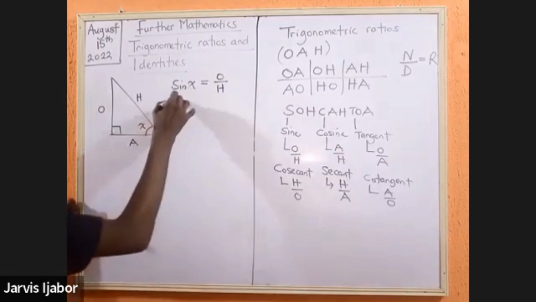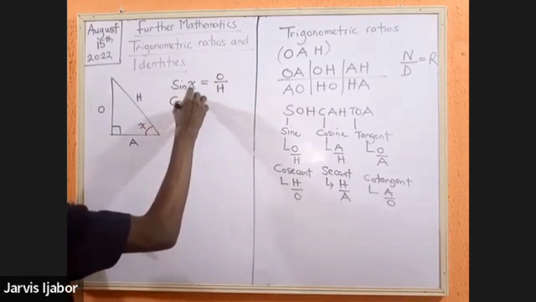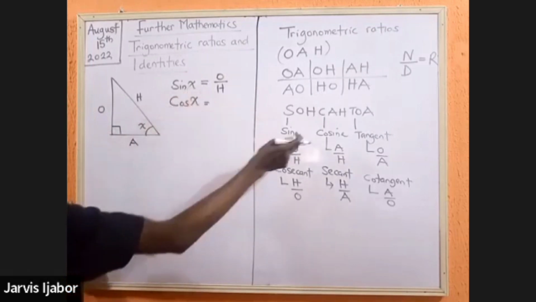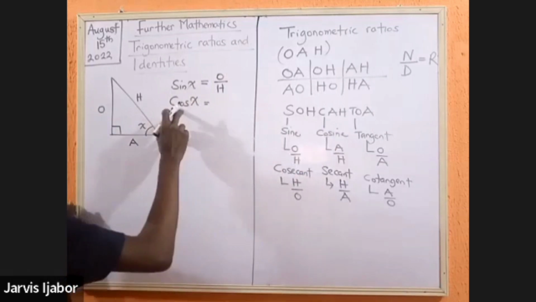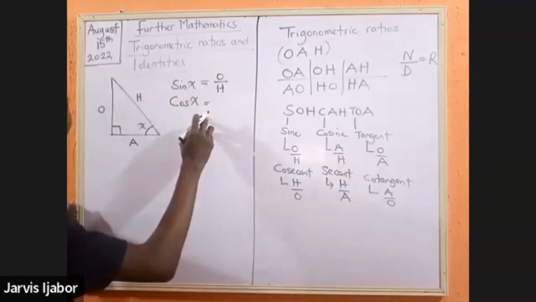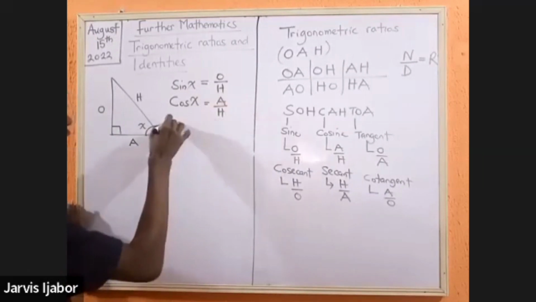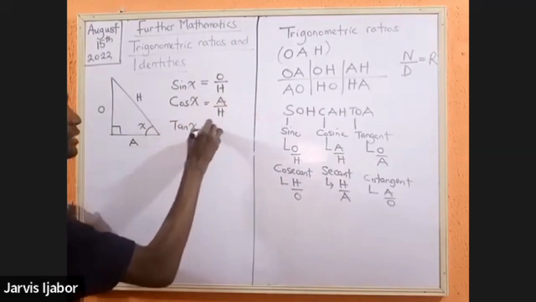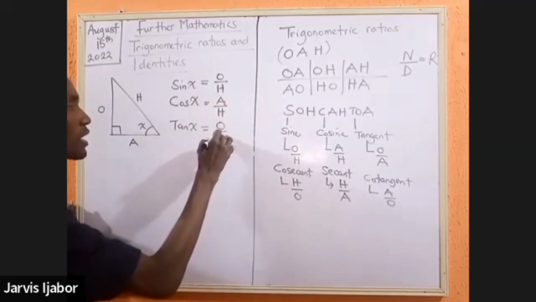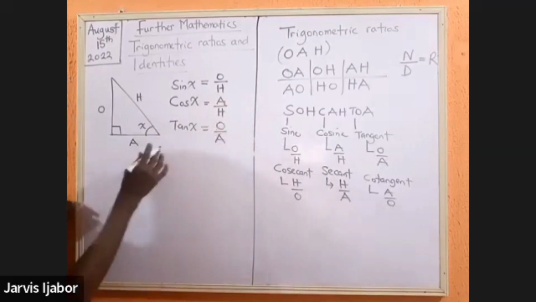Now, we have what is called cosine or cos x. The short form for cosine is what? Cos. And that is adjacent over hypotenuse. We have what is called tan x. And that is opposite over what? Adjacent.